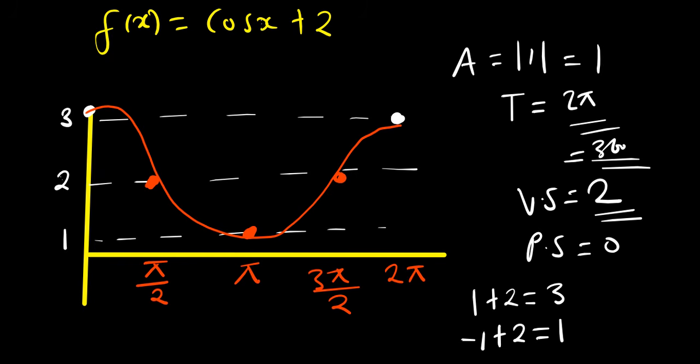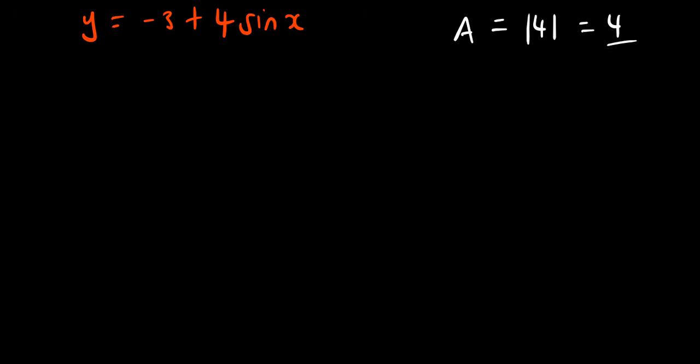So let's solve another question. Let's say you've got y is equals to -3 plus 4 sine x. So what are we going to do? What is our amplitude? What is our vertical shift? Our amplitude in this case, you're able to see that the coefficient of the function itself is positive 4. So we're going to find the absolute value of 4, which just gives us a 4.